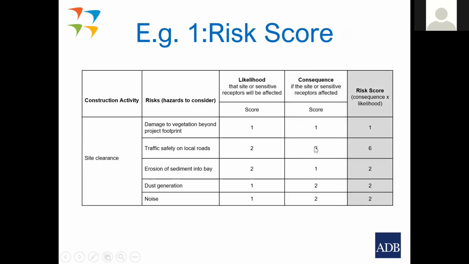And then you conduct your risk score, a simple multiplication, and you get a risk score. So 1 for damage to vegetation, 6 for traffic safety on roads, 2 for erosion, 2 for dust generation, and 2 for noise. Now you can see very quickly where your key risks are just by looking at the numbers. Your key risk for that particular activity is traffic safety on roads. You can just see that straight away. The others are relatively low, but traffic safety is the key risk there.